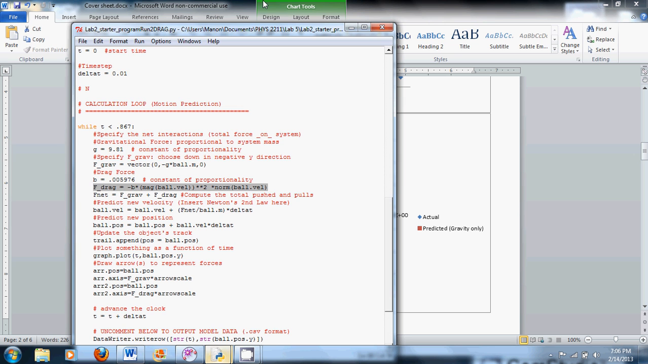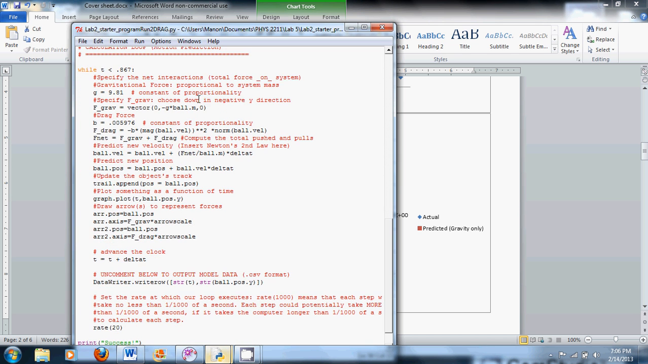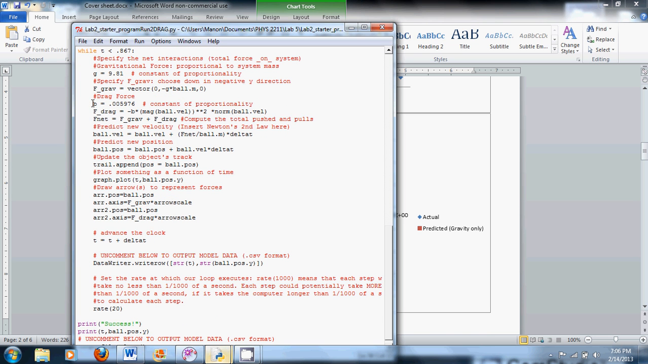So we're going to go ahead and add the drag force. The initial information is the same, but we're going to add this component here. You have to find B, which is the constant for drag force, and you plug in this equation: negative B times the magnitude of the ball's velocity squared times the norm of the ball's velocity. Because we're adding drag, we need to add that to the net force, so it'll just be the force of gravity plus the force of the drag. So we go ahead and run that.